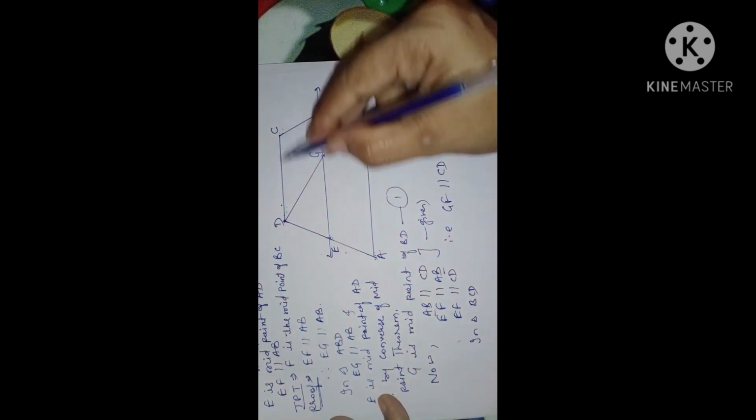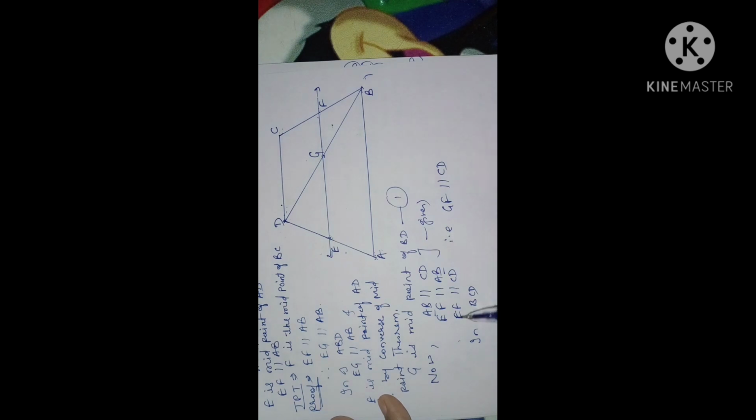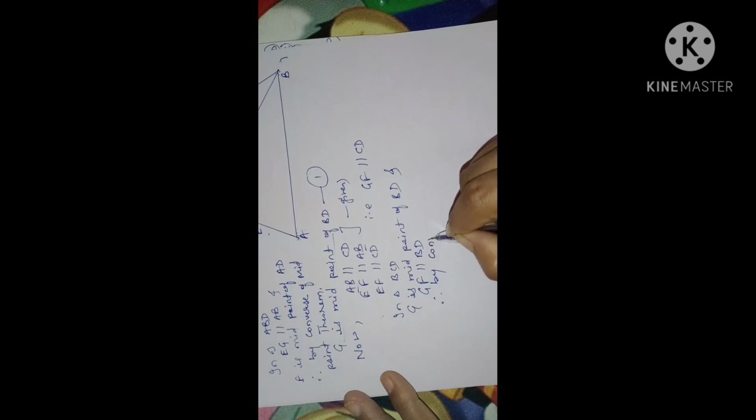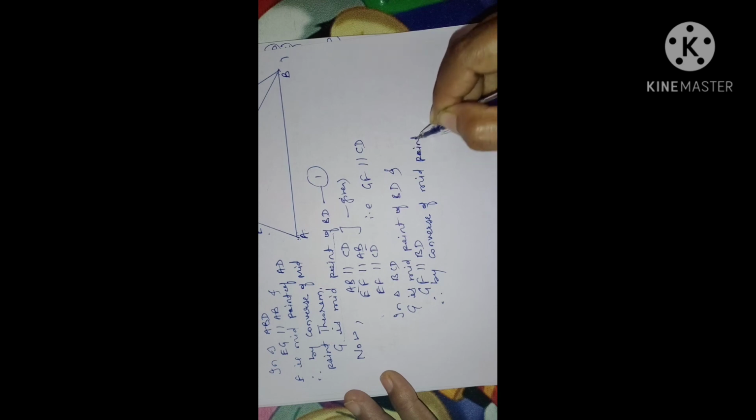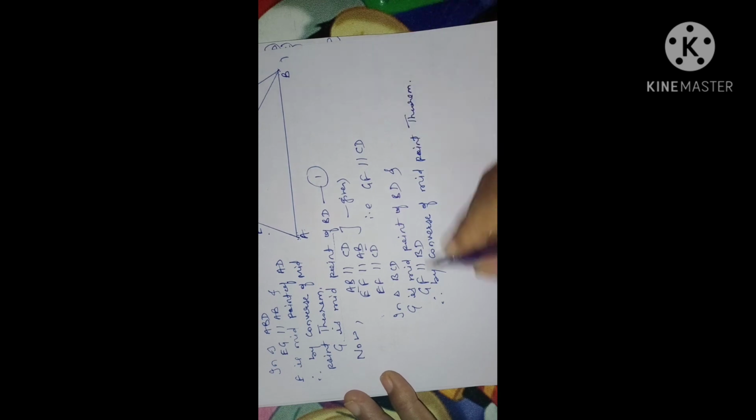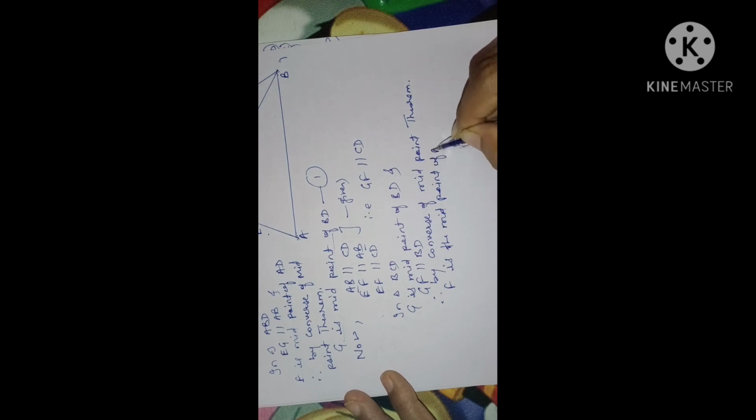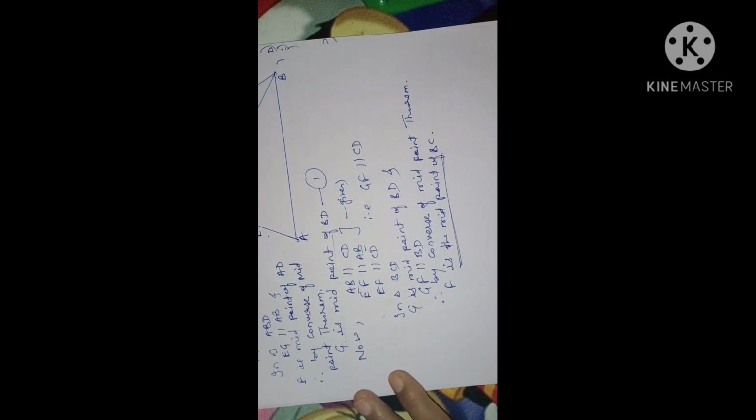Now consider triangle BCD. Here G is a midpoint of BD, proved above in number 1. G is midpoint of BD and GF is parallel to CD. Therefore, by converse of midpoint theorem, F is the midpoint of BC. Hence, proved. Isn't it very simple?